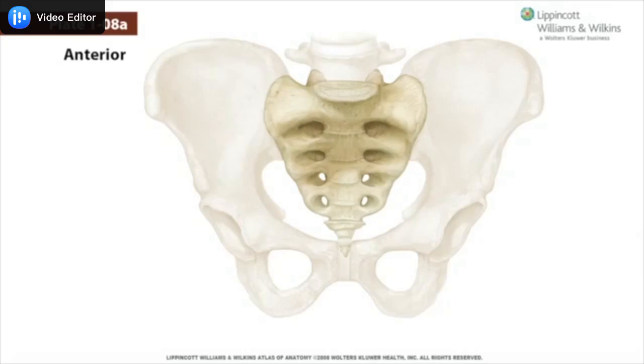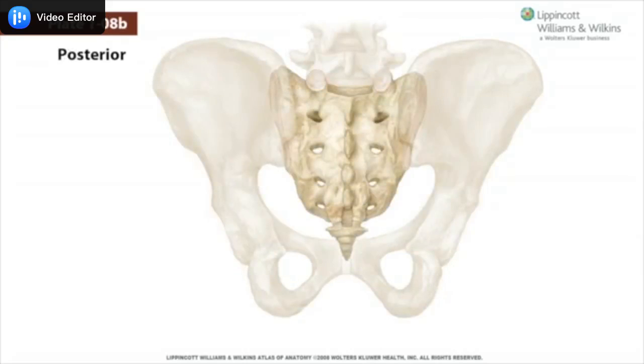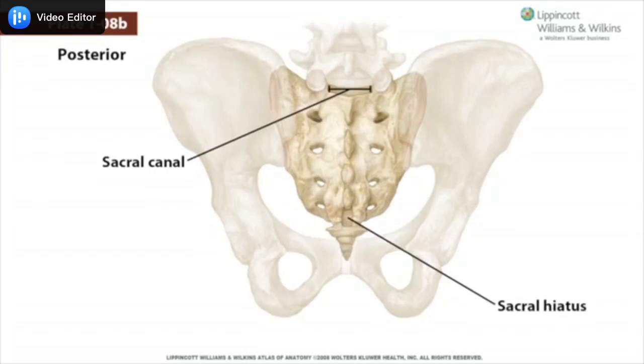The vertebral canal of the spinal column is continuous with the sacral canal in the sacrum, which ends inferiorly in the sacral hiatus.